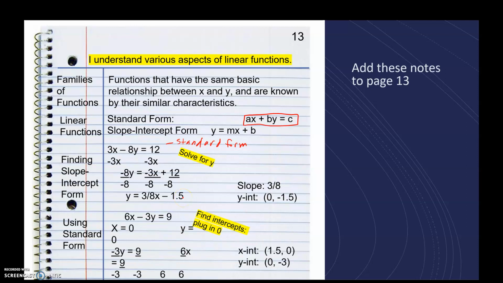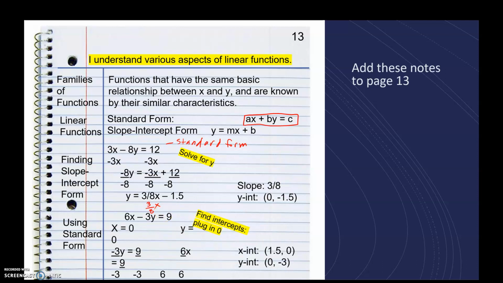Now I do want to clarify. This 3/8x, I'm going to write it this way. Most people will write it like this, just to keep it clean. And then of course you can see what the standard form does for you. Well, if you're in standard form, you can get your x and y intercepts real easy.